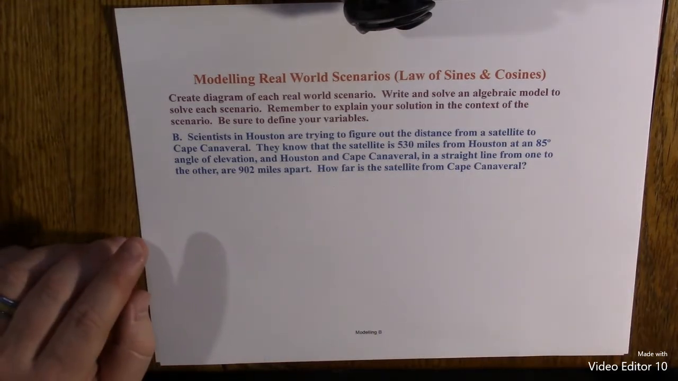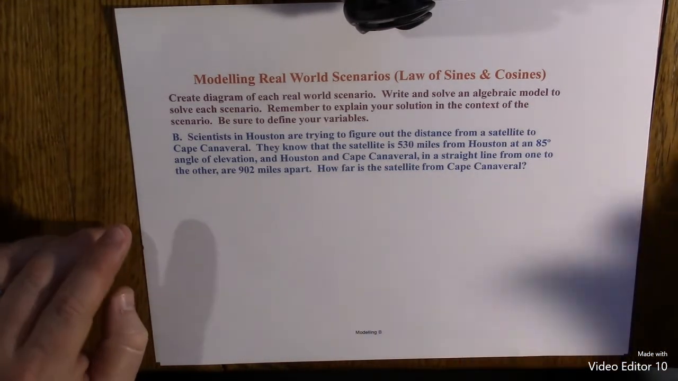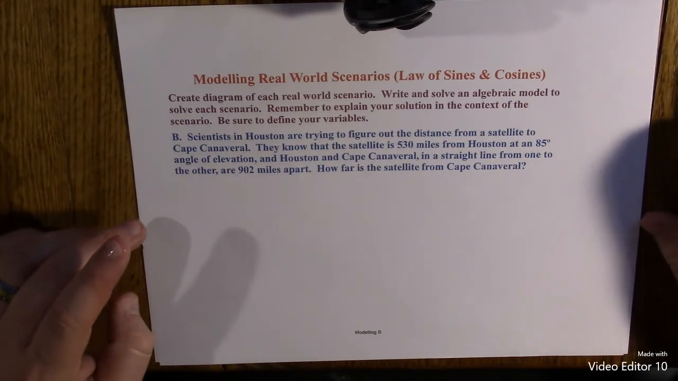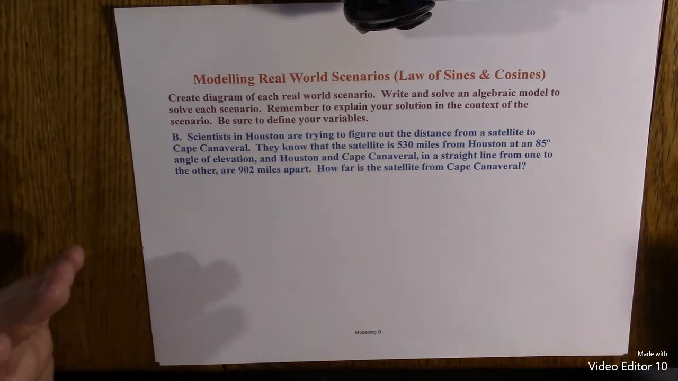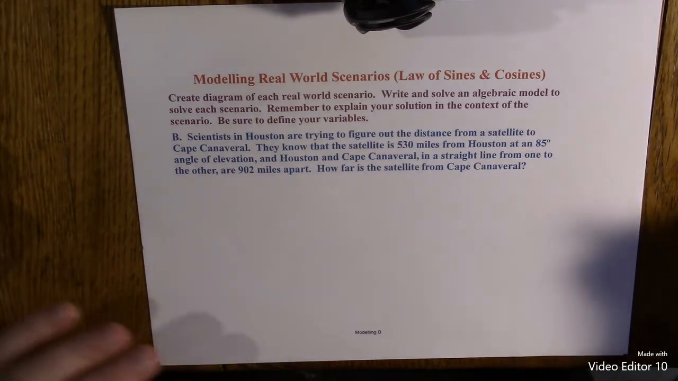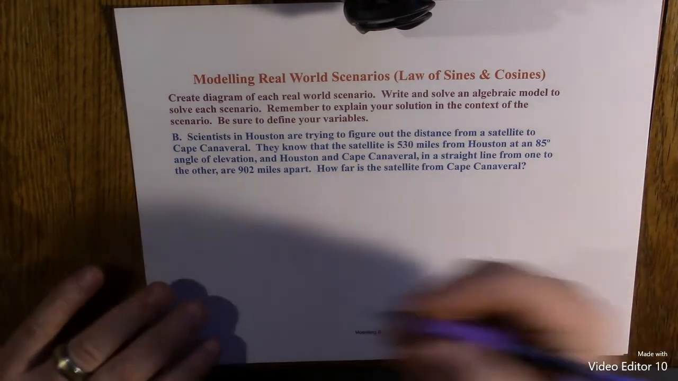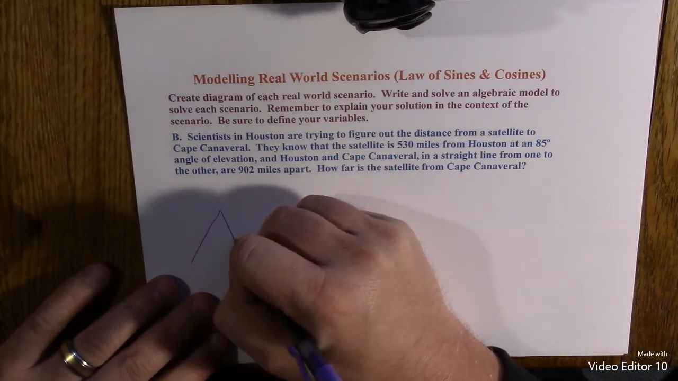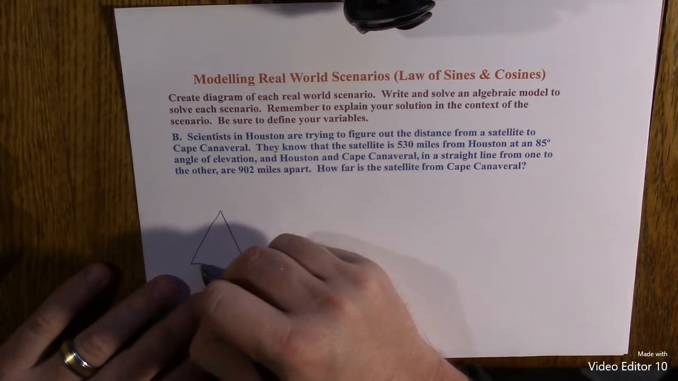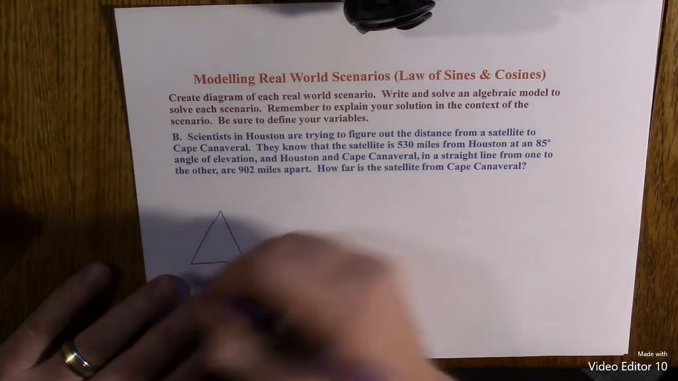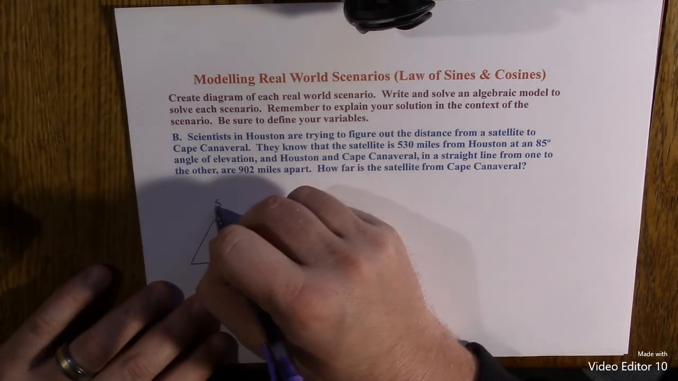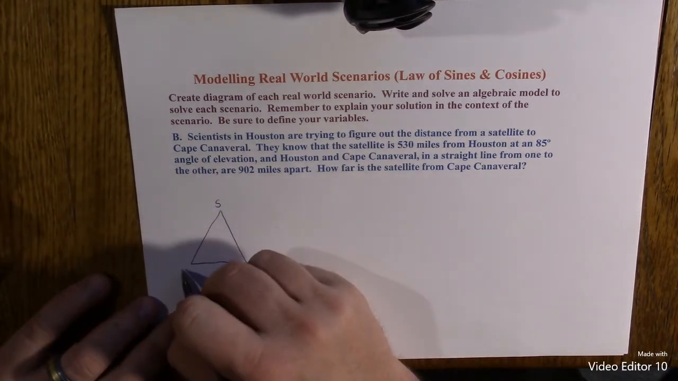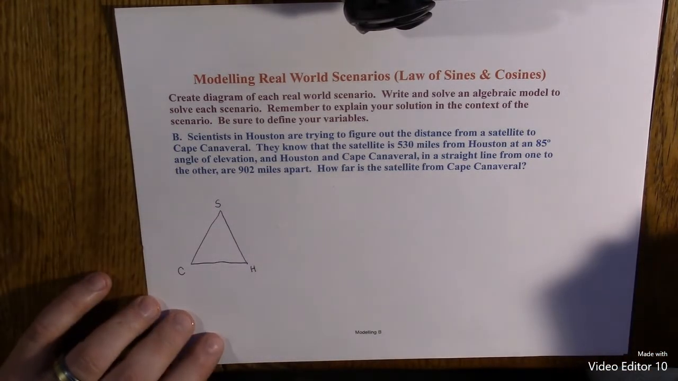Now let's take a look at scenario B. Scenario B deals with the idea of a satellite orbiting the Earth and its relation to two cities, Houston and Cape Canaveral. Again, using these 3 points, we're able to construct a triangle. We have the satellite as point S, Houston as point H, and Cape Canaveral as point C.